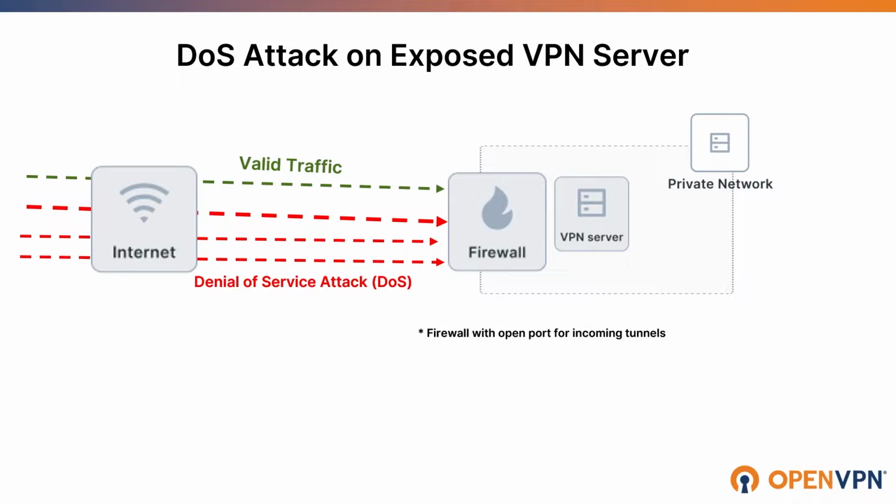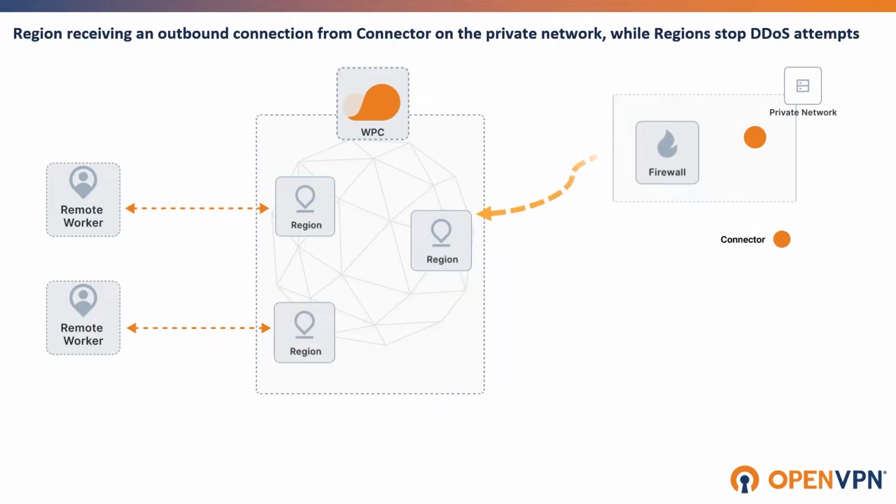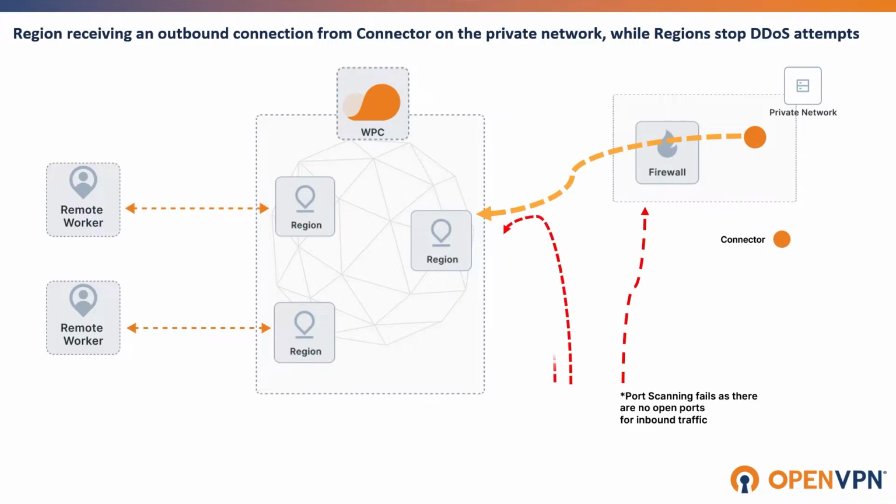As OpenVPN Cloud is offered as a service, it is our servers on the internet in our different worldwide regions that need protection from denial of service attacks. Your private network is not at risk. Only an outbound tunnel is set up from the private network to the OpenVPN Cloud Region. The firewall on the private network can be set to restrict all inbound connections, making your private network invisible to probing.